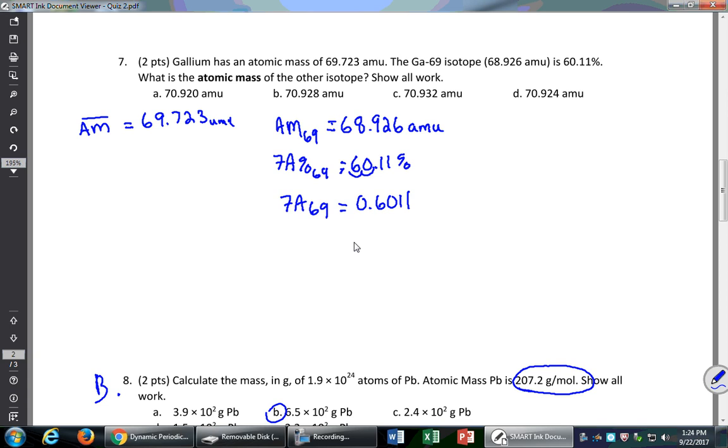My second isotope, gallium, I don't know. I don't know what my atomic mass is. I'm going to call it X. So that equals X AMU.